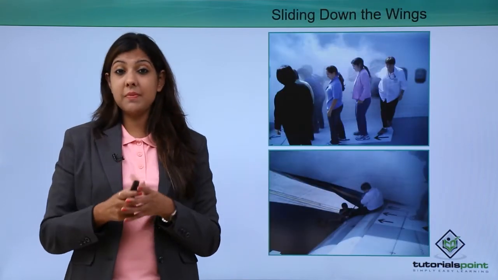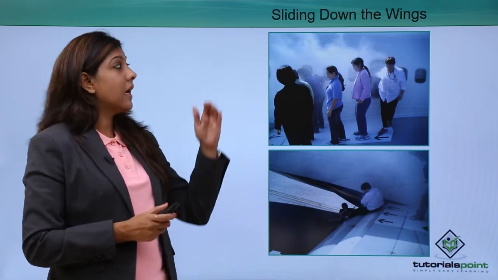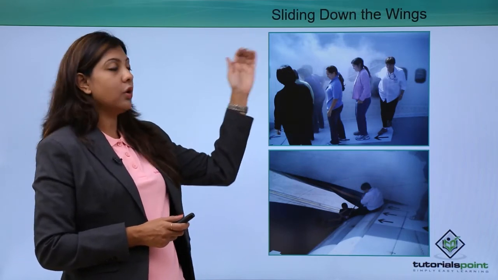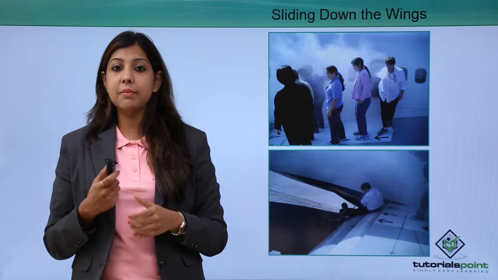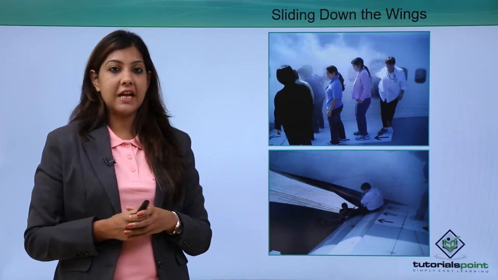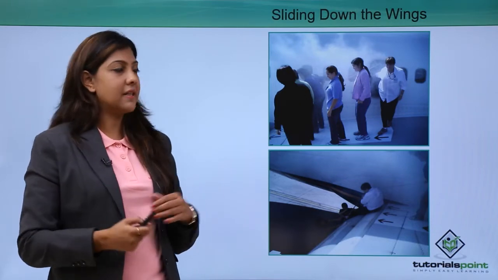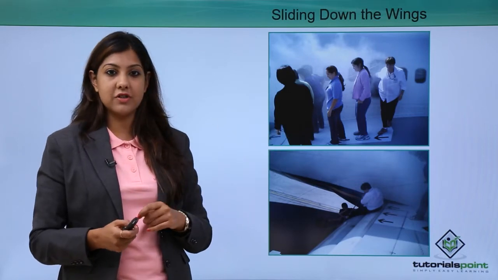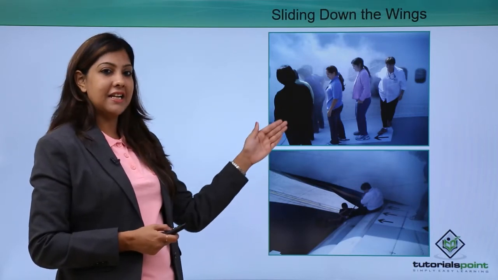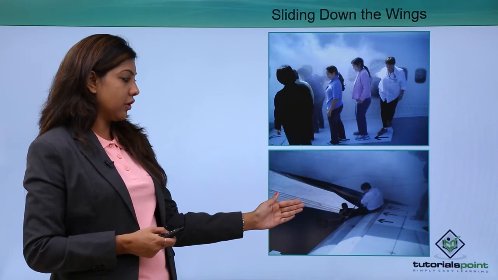Well, there might be a situation wherein you need to come out or slide down through the wings of the aircraft. Now this is a similar position to that of a slide raft. The only difference being that on the wings there are no slide rafts. So they need to literally slide down the wings, like you can see in this particular diagram.